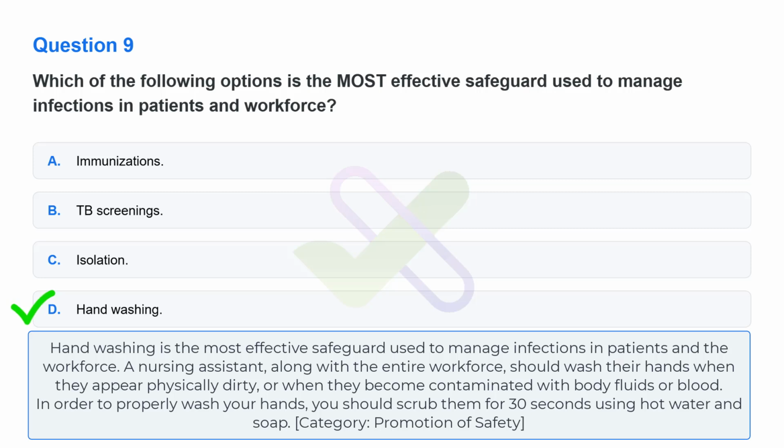In order to properly wash your hands, you should scrub them for 30 seconds using hot water and soap. Category: Promotion of safety.